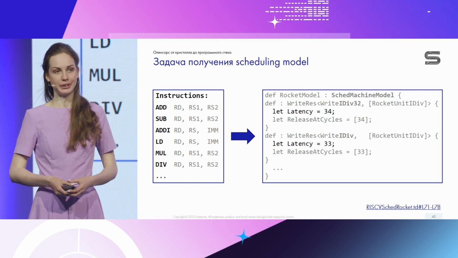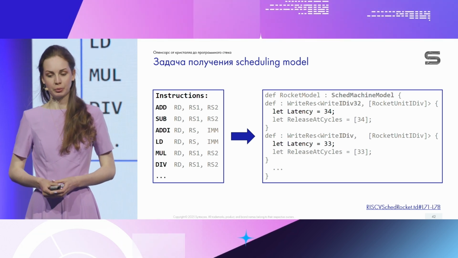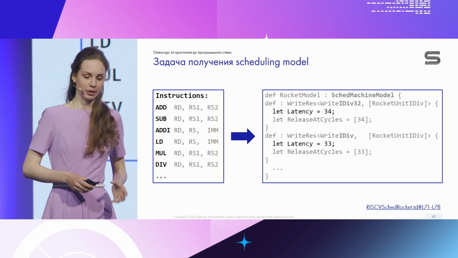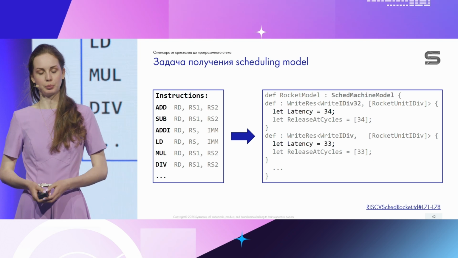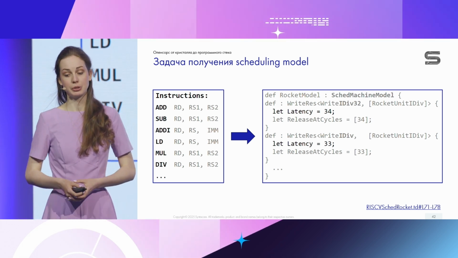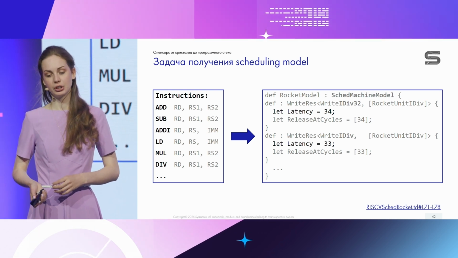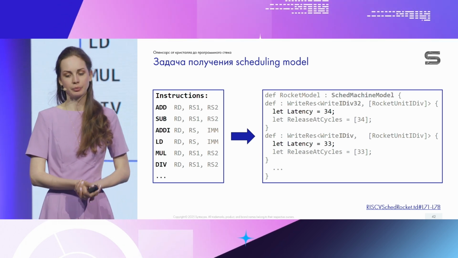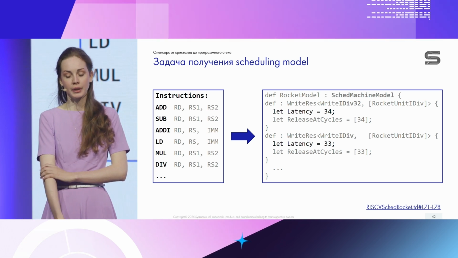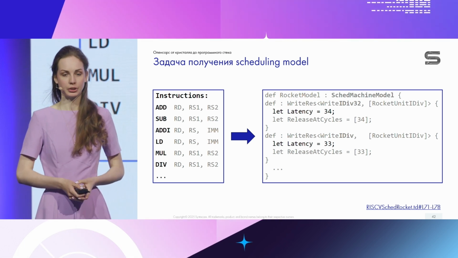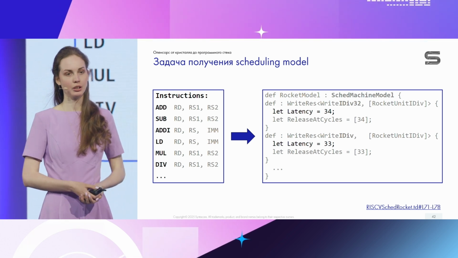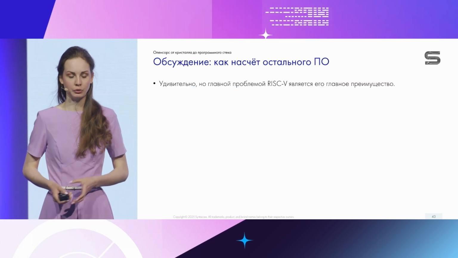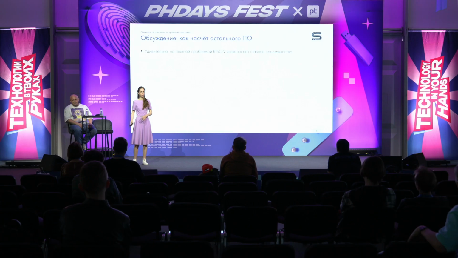And another way is to use it within scheduling models within LLVM. Konstantin has already mentioned them. The slide shows a scheduling model for the Rocket processor. It's clearly seen that dividing a 32-bit number, in one case you need 33 cycles, in another one 34 cycles. That will determine how the optimization will work. So this tool can help us. It was initially designed as a tool to build schedule models within LLVM in a correct way.